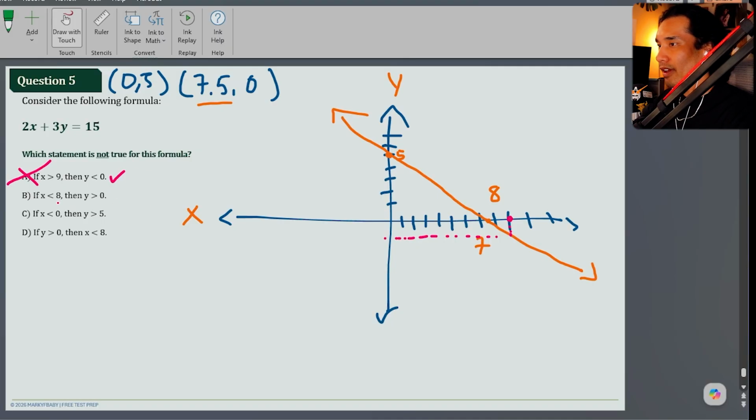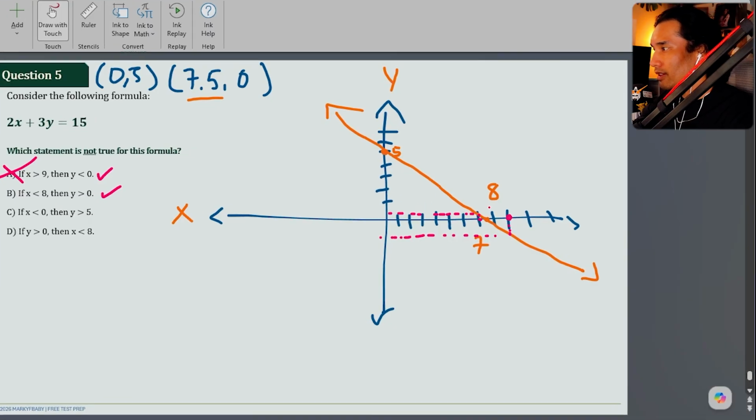Now, if x is less than 8, then y is positive, okay? So we're back on our x-axis, and it says here, less than 8. So 8 is right here. Well, let's go ahead and choose 7. Let's go to our line here, and then I have a positive value. Well, that could check out, right?